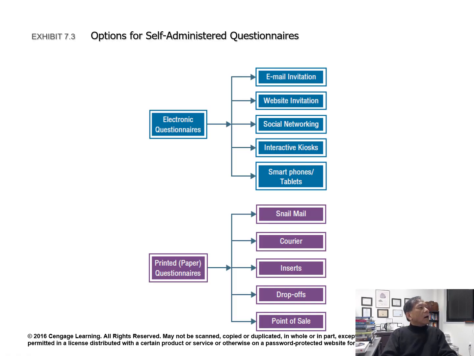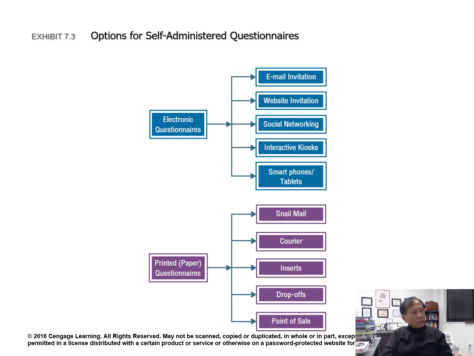There are two options for self-administered questionnaires: electronic questionnaires or printed, paper questionnaires. From my experience, most of my students before used paper printed questionnaires and gave them to their friends, family, crewmates, classmates. Nowadays, almost all of my students move their questionnaire online using software such as Qualtrics, SurveyMonkey, and a whole bunch of others. I'm sure you know them.